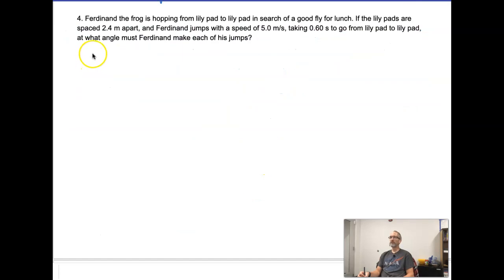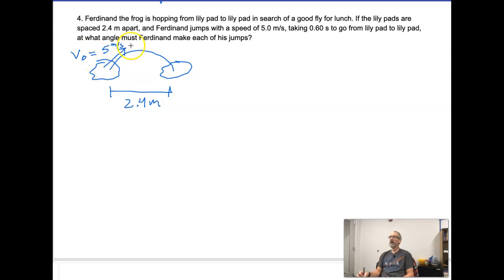All right, this is number 4. Last one we're going to do. Ferdinand the frog is hopping from lily pad to lily pad. So let's get out our lily pads here, and another lily pad. And the frog is jumping from one to the other. We know the distance between them is 2.4 meters. We know the frog is jumping up at an angle, and it is 5 meters per second. Notice that this is the original speed, but not in the x or in the y, but in both.